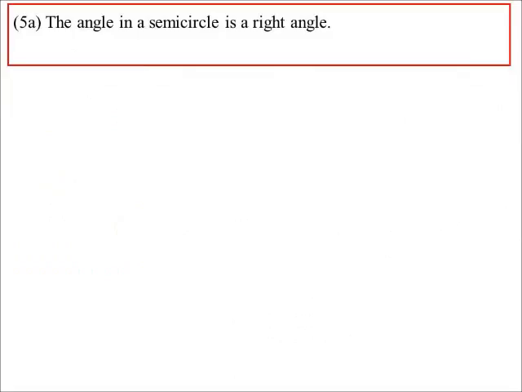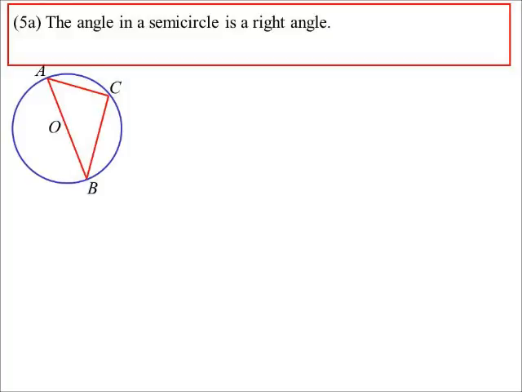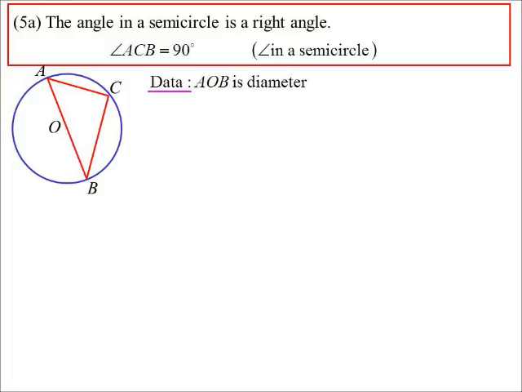All right, well, leading on from that is the angle in a semicircle is always going to be a right angle. So if I was going to use it, let's draw it. There's my picture. I could say, well, angle ACB, I know that's 90 degrees because it's the angle in the semicircle. And where it comes from, it's quite simple. I just used the theorem we just proved. We know AOB is a diameter.